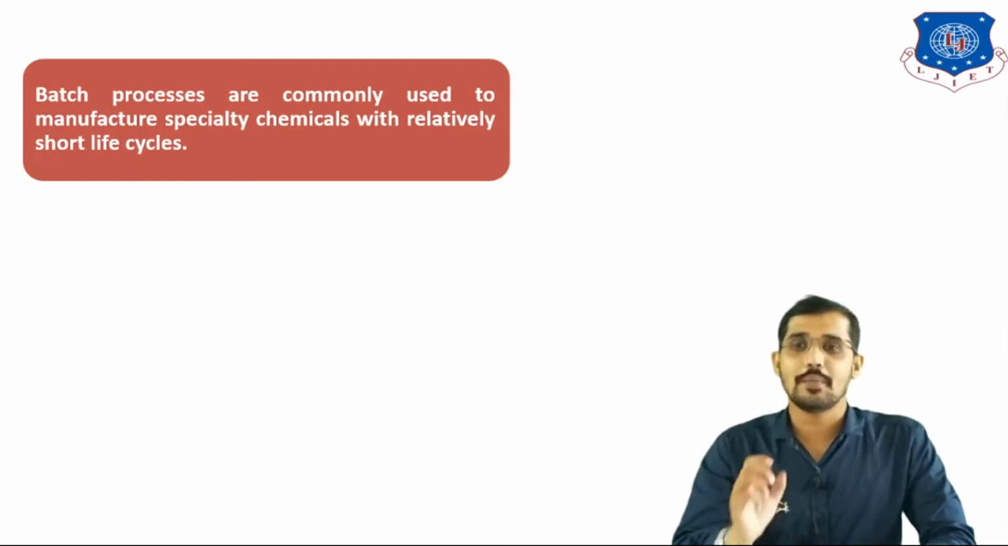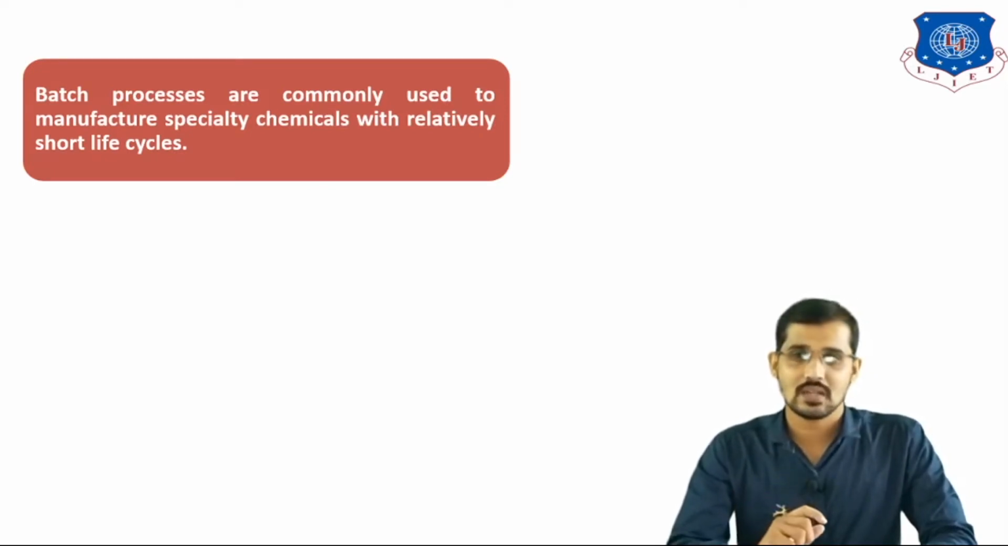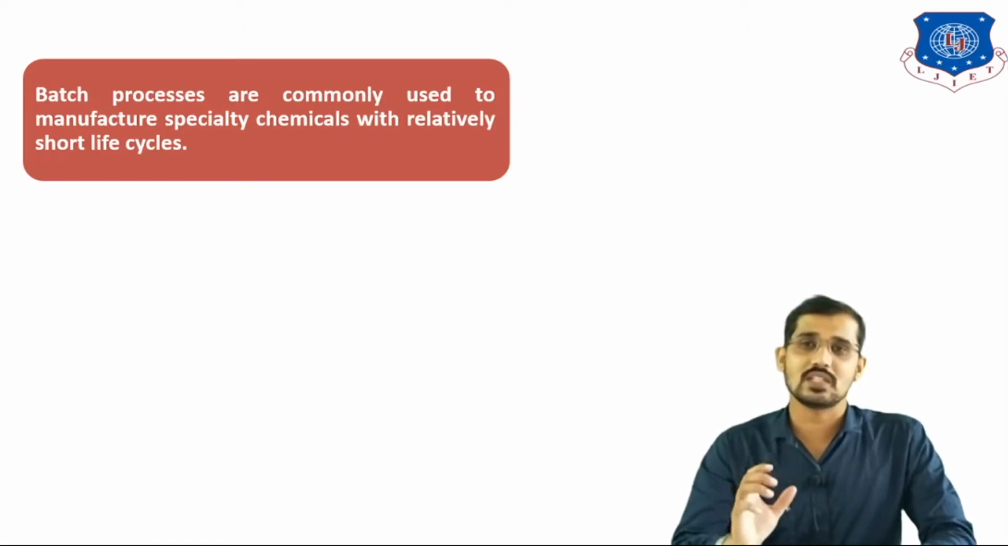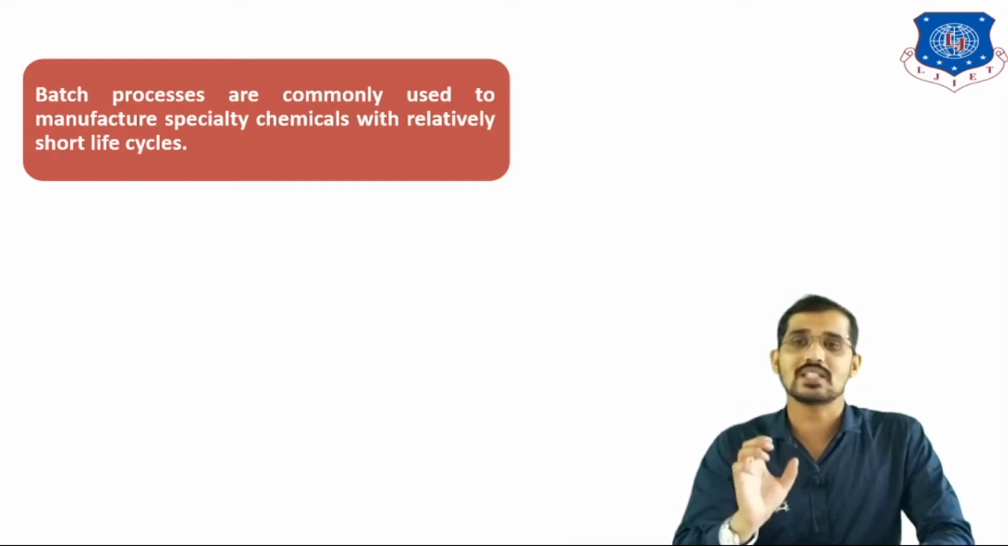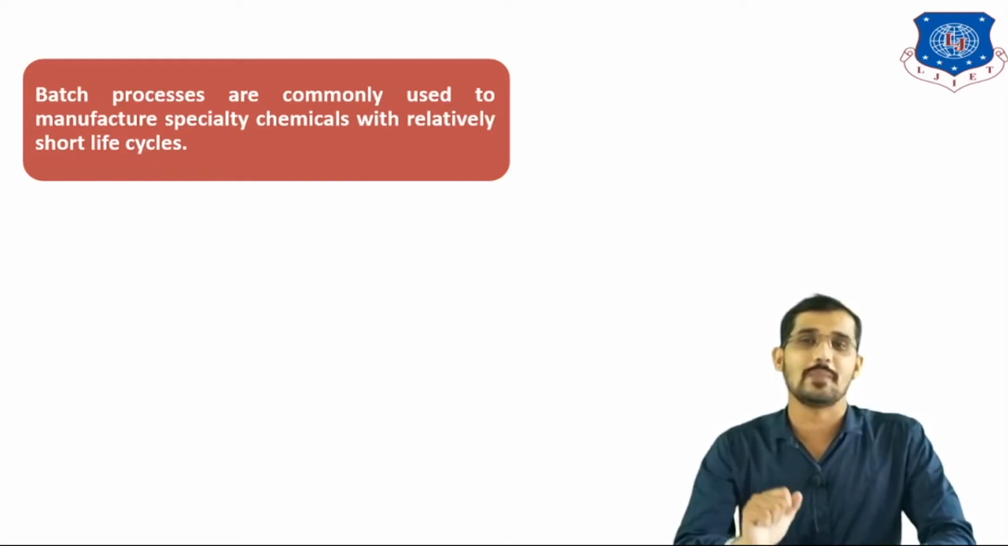The first point is that batch processes are commonly used to manufacture specialty chemicals with short life cycles. It means these processes are used for small scale industries or only for plant scales, or I can say batch processes are only used for R&D purpose.